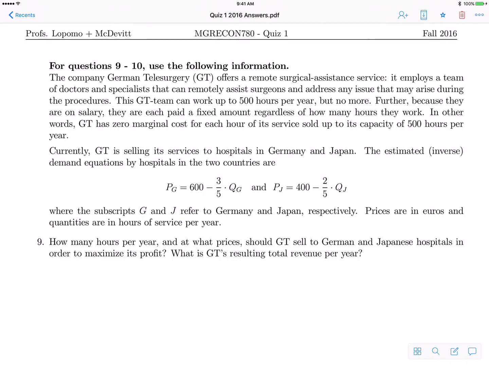In this video, we'll go through the solutions for questions 9 and 10 from last year's Quiz 1. This is a multi-market price discrimination problem, so the topics we covered in Class 3 will be relevant for solving this question.